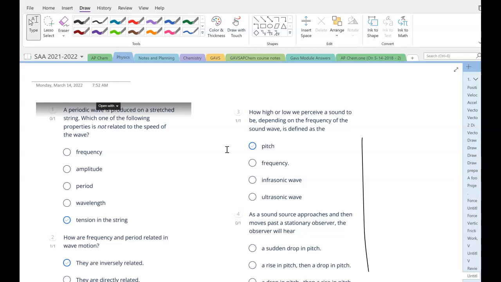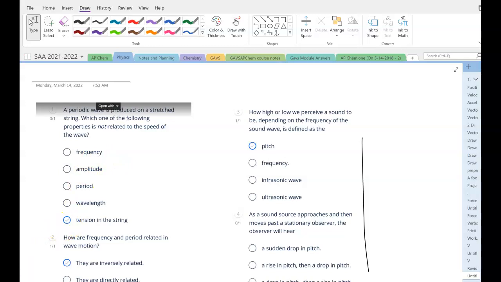Remember in the simulation that we adjusted the tension and we would see that the waves appeared with different wavelengths, therefore they had different frequencies, and so we discovered that tension was related to the speed because both of those are factors in speed. The correct answer here is amplitude. How tall it is is a factor of something else, not speed.